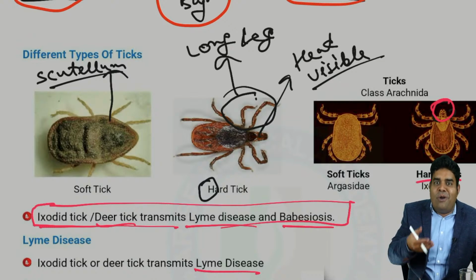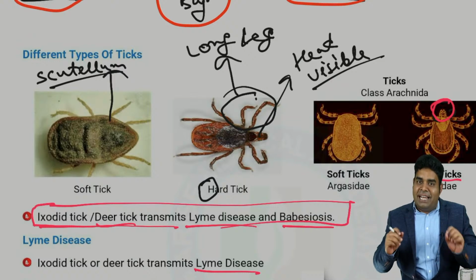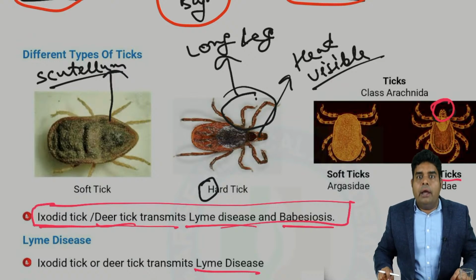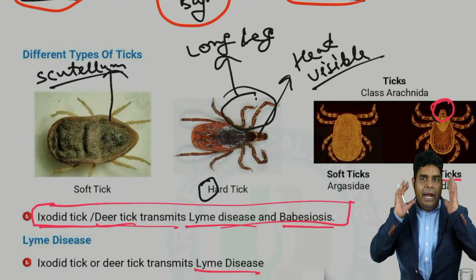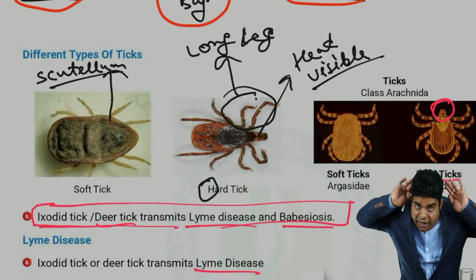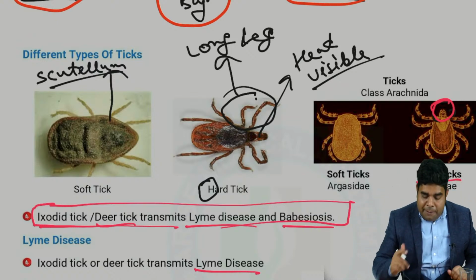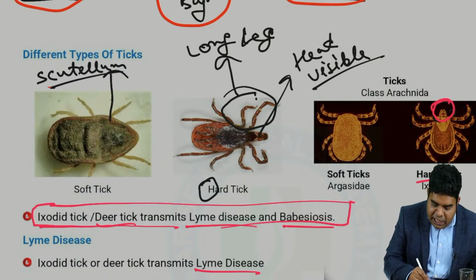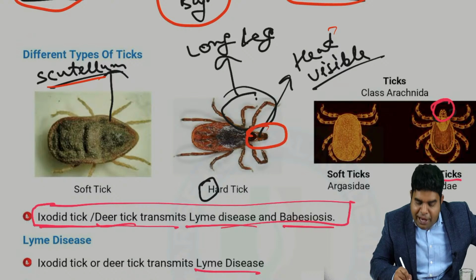You should not touch hard tick all the time. The best answer is in hard tick, head is visible, because the covering goes back, head is visible. But in soft tick, head is covered behind the skin covering. You cannot see the head. So remember, this is the soft tick in which scutellum or back covering cover it. In hard tick, you can see head is coming out.